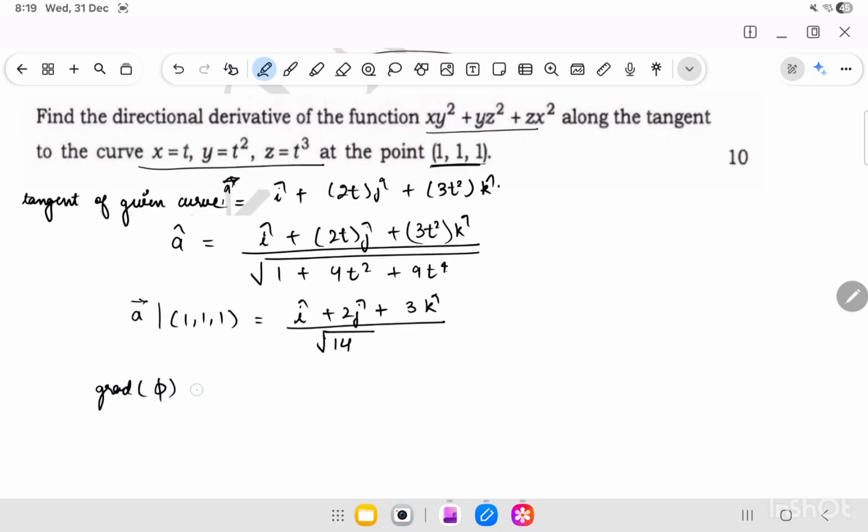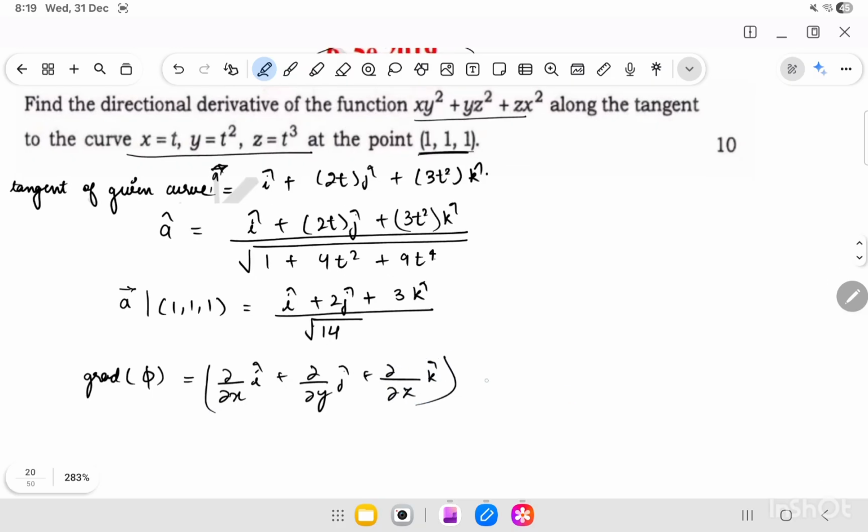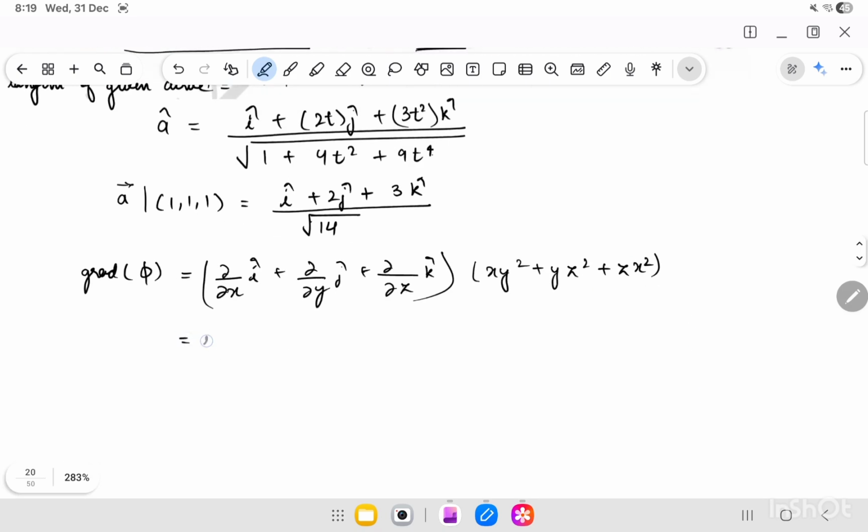Now let's evaluate the gradient of the given scalar. Let's name that phi for the time being. So it will be equal to del by del x i cap plus del by del y j cap plus del by del z k cap times xy square plus yz square plus zx square. So it will be equal to i times y square plus 2xz, plus j times 2xy plus z square, plus k vector times 2yz plus x square.